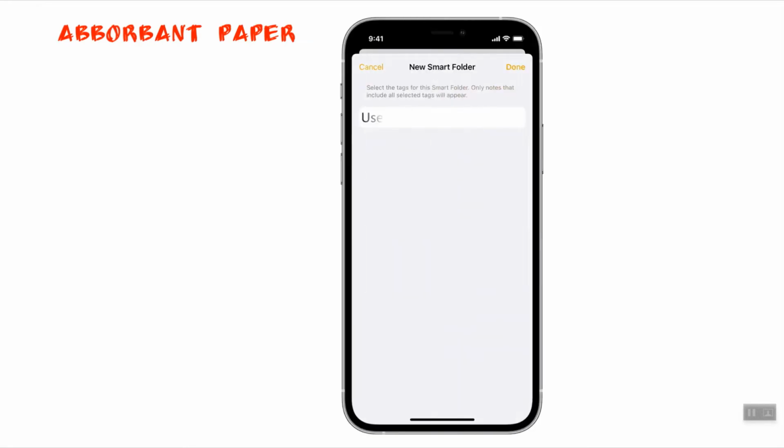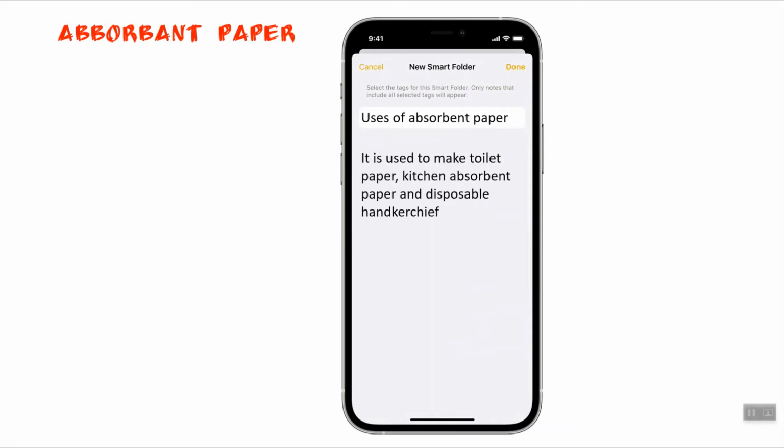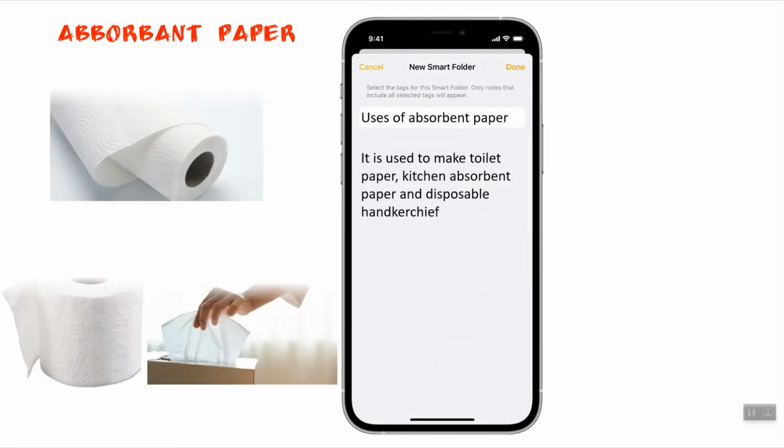Then we have absorbent paper. The use of absorbent paper is basically to make toilet paper, kitchen absorbent paper, and disposable handkerchiefs.